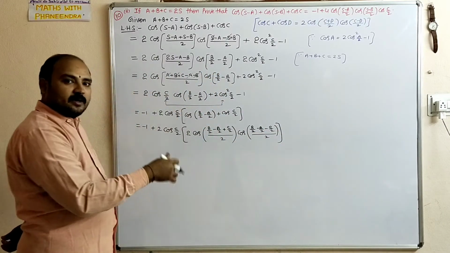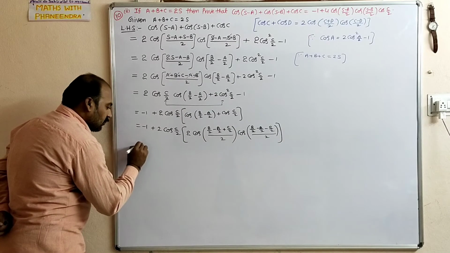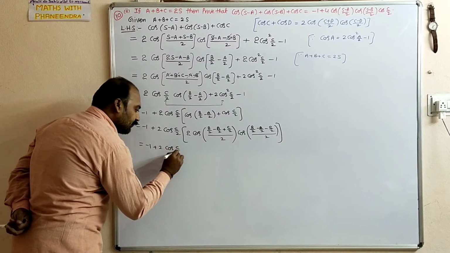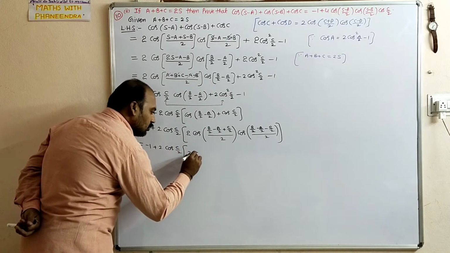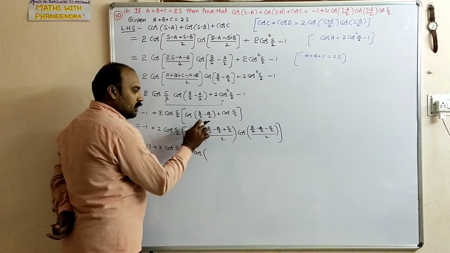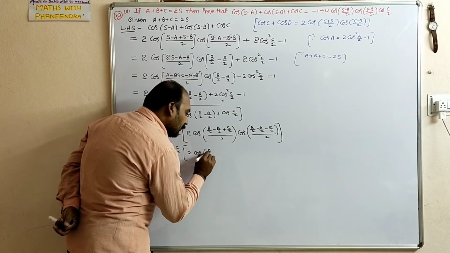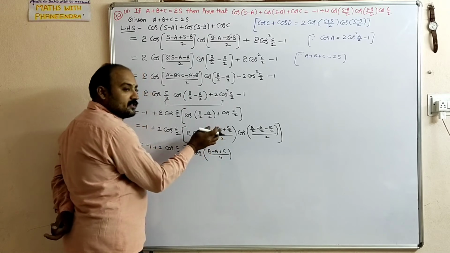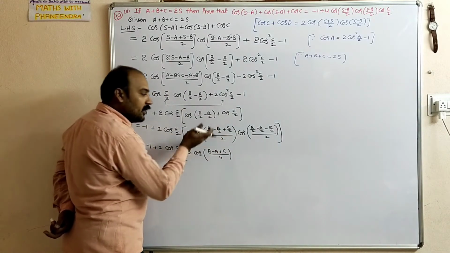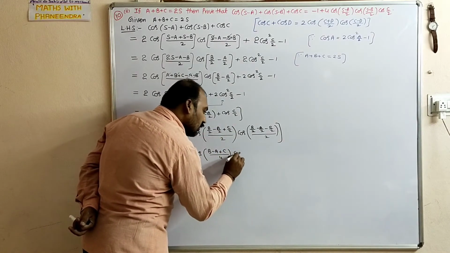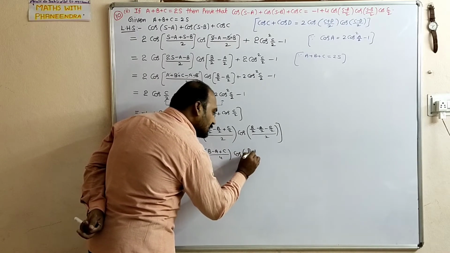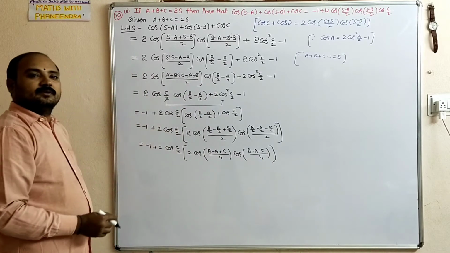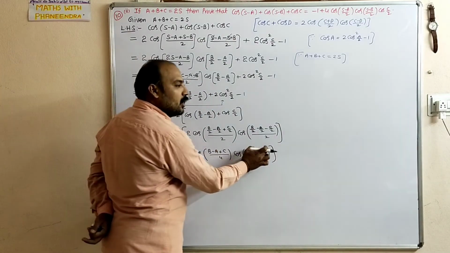2 cos (C+D)/2 cos (C−D)/2, which is equal to −1 plus 2 cos C/2 into 2 cos of, taking the LCM here, (B−A+C)/4. 2 is the LCM in the numerator, and it comes to the denominator, 2 to the 4. So here also we write cos of (B−A−C)/4. After that, we have to write these values in terms of S.